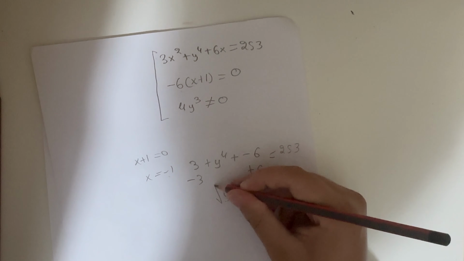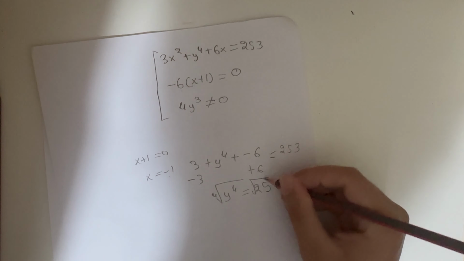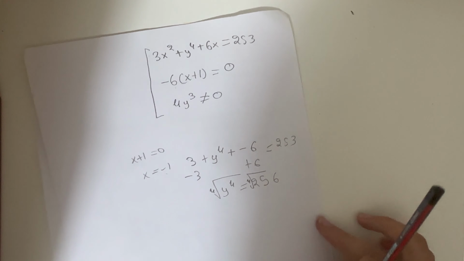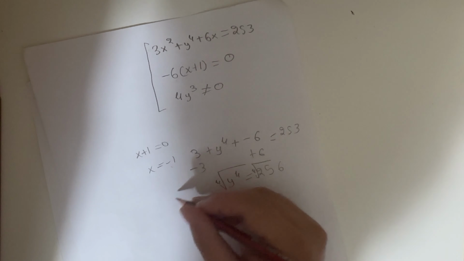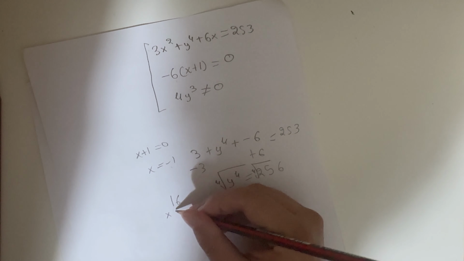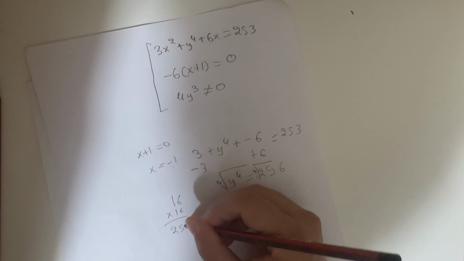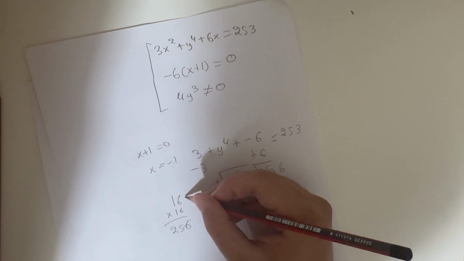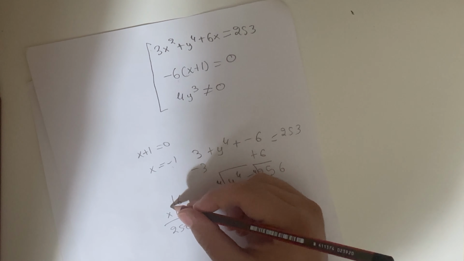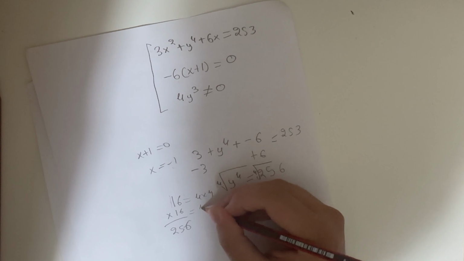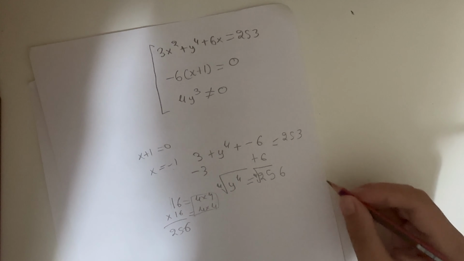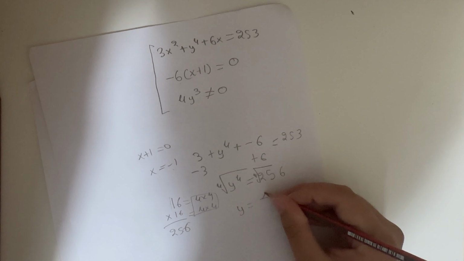So now I'm going to take the 4th root of both sides. This would be hard to do without a calculator, but let's see if we can do it. I know 16 times 16 is 256. The square root of 16 is 4, so we have 4 times 4, and we also have 4 times 4, so we have 4 fours, so y is equal to 4.